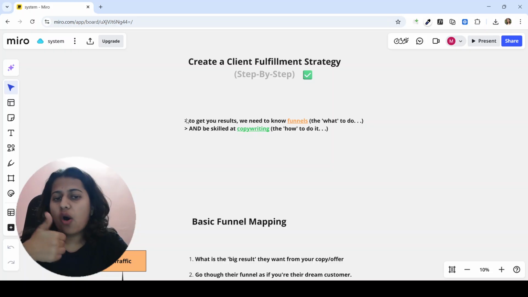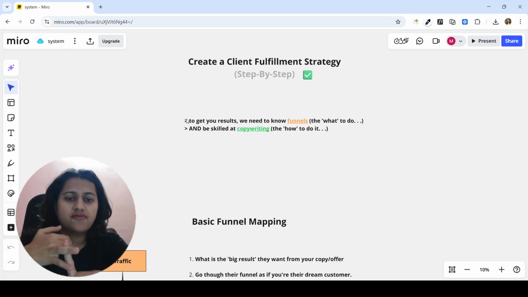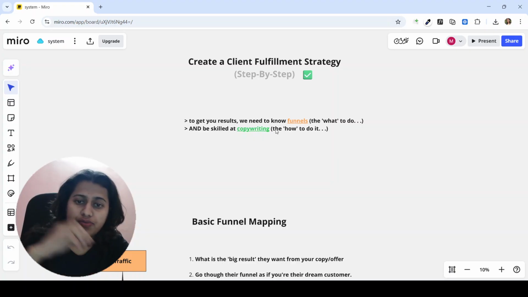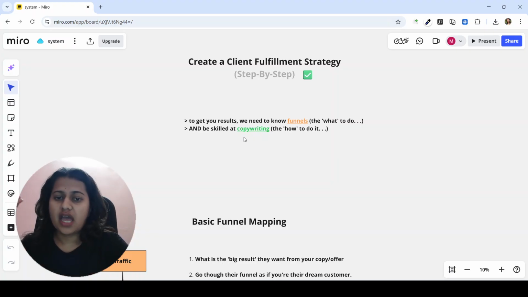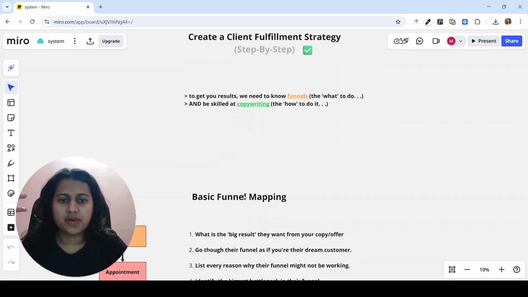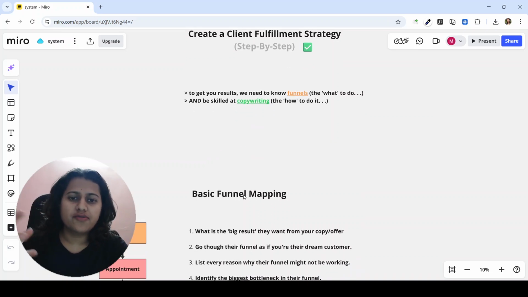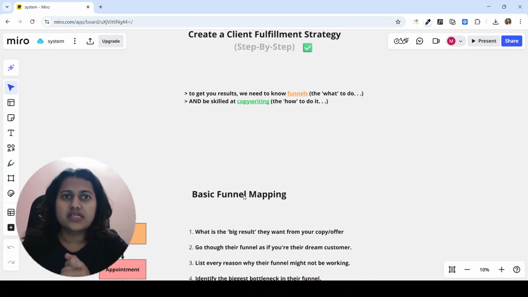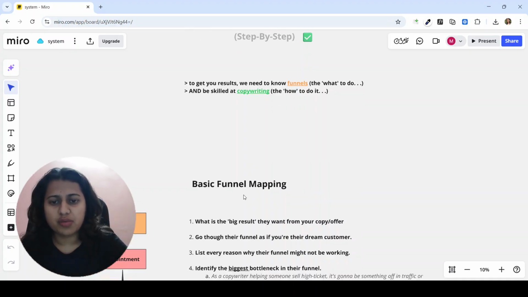Okay, so we all know that people want results, not our copywriting, not our funnels or anything, but they want results. To get results, we need to know funnels, like what to do, and we need to be skilled at writing. How to do it is the biggest part. Everybody knows how to create a funnel, but they don't know how to write. They listen to other people say that writing is good, but not knowing how to write is going to create some trouble.